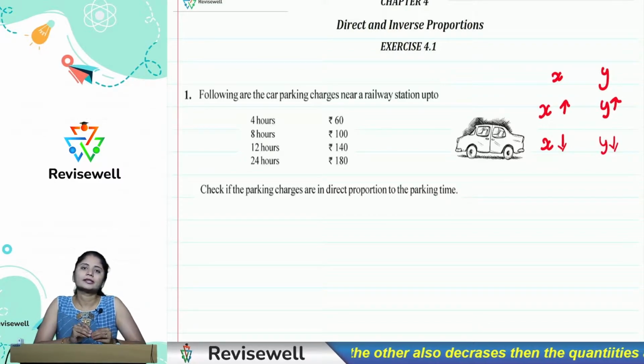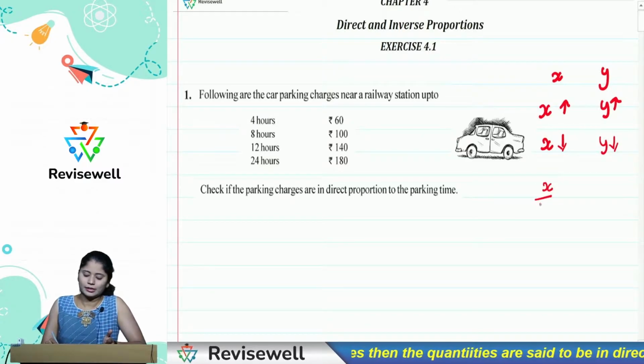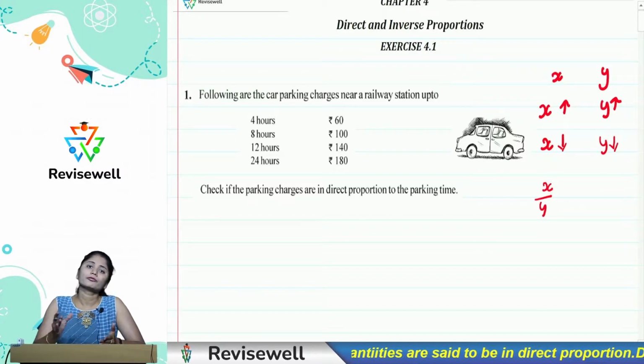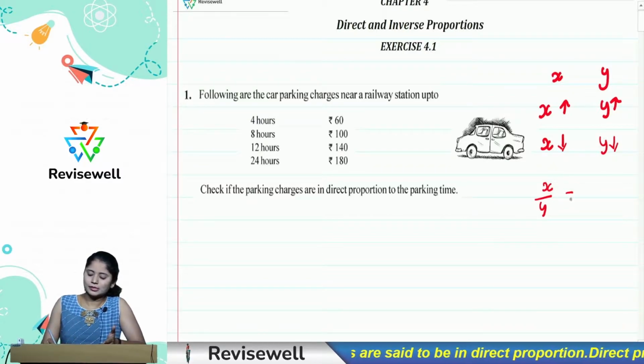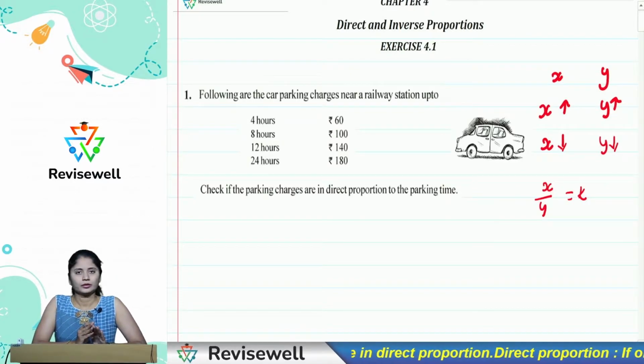Then the quantities x and y will be said to be in direct proportion. Or you can take it as the ratio between x and y, that is x by y or y by x, and that remains the same. The constant will remain the same. Okay, you can do this.